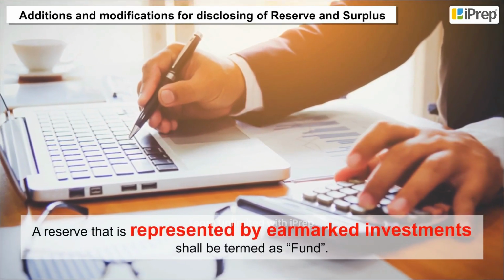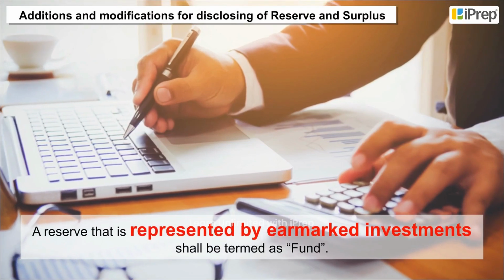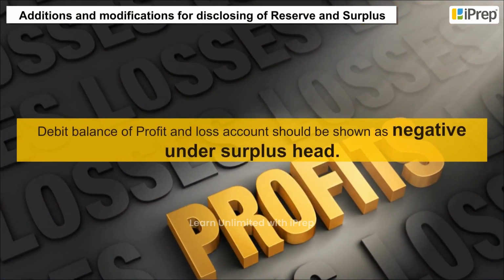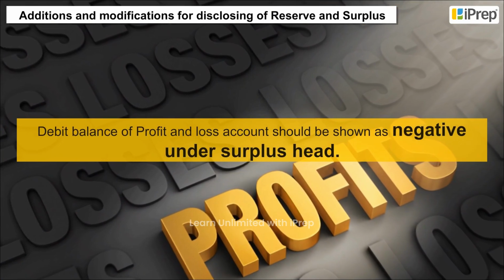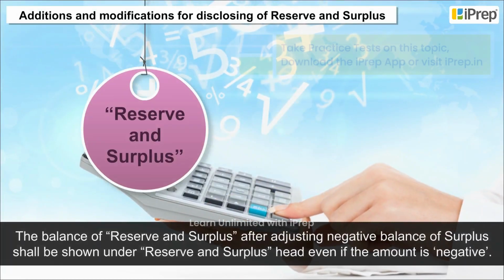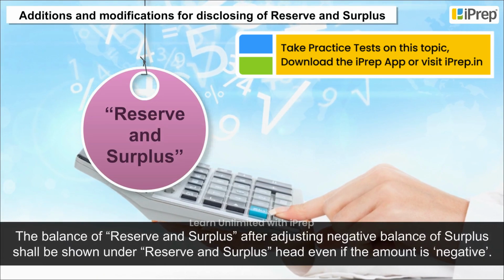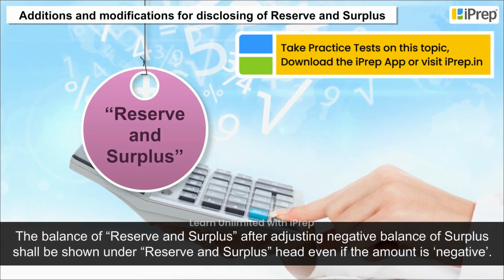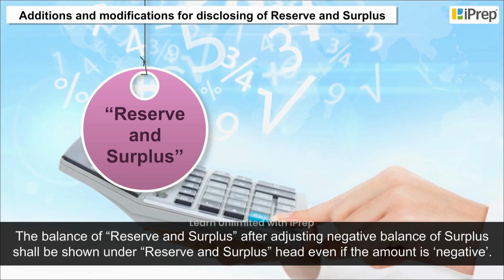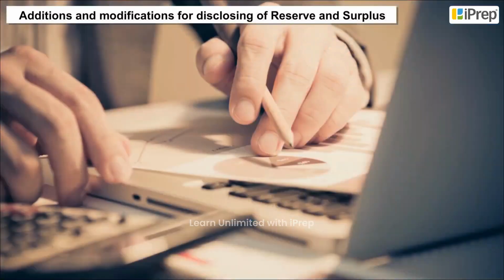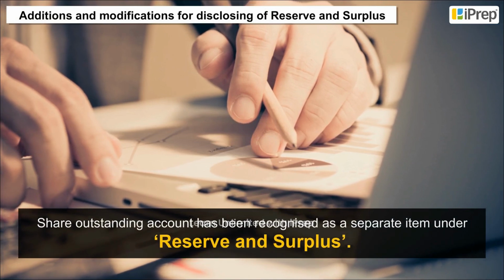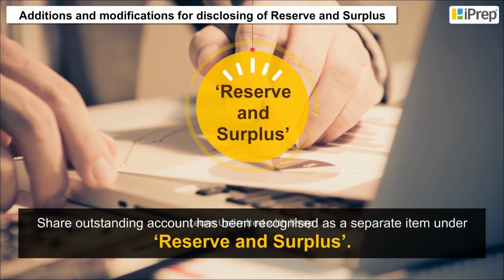A reserve that is represented by earmarked investments shall be termed as a fund. Debit balance of profit and loss account should be shown as negative under the surplus head. The balance of reserve and surplus after adjusting the negative balance of surplus shall be shown under the reserve and surplus head even if the amount is negative. Share options outstanding account has been recognized as a separate item under reserve and surplus.